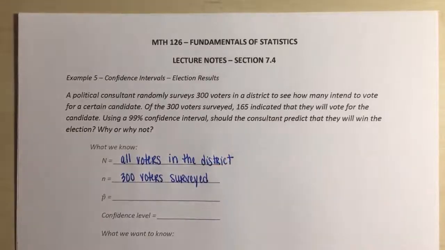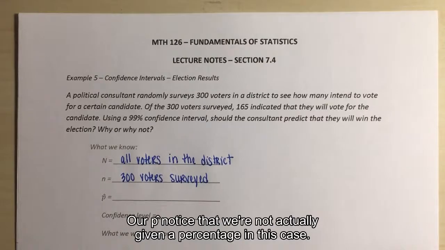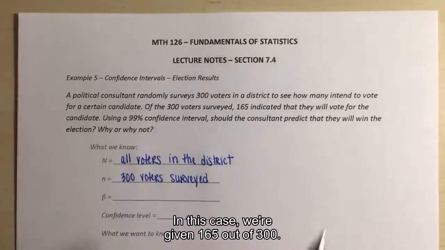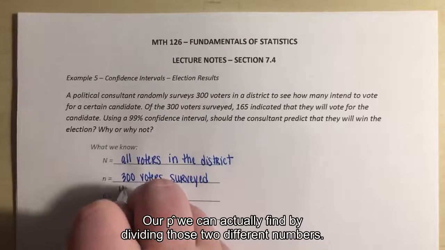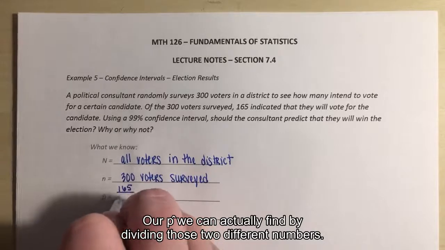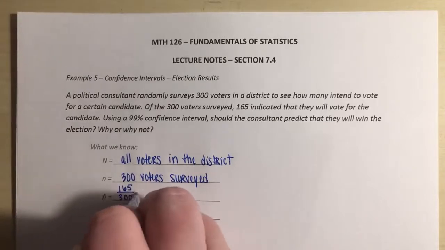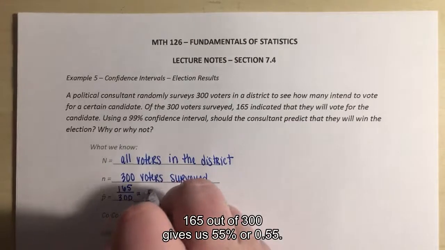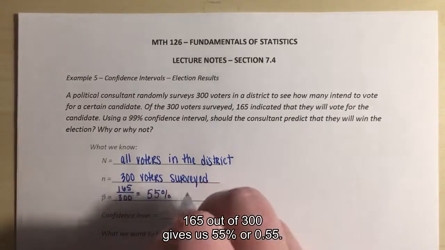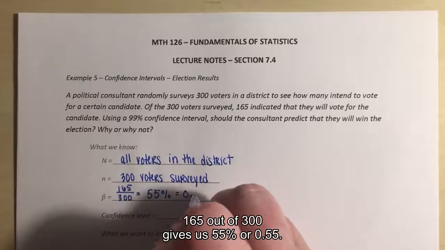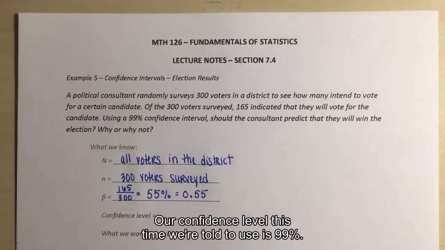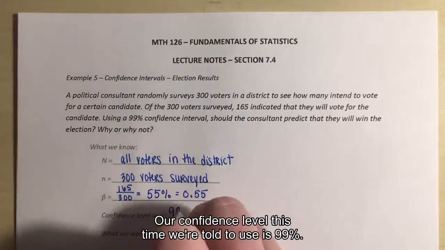Our p hat. Notice that we're not actually given a percentage in this case. We're given 165 out of 300. So our p hat we can actually find by dividing those two different numbers. 165 out of 300 gives us 55%, or 0.55. Our confidence level this time we're told to use is 99%.